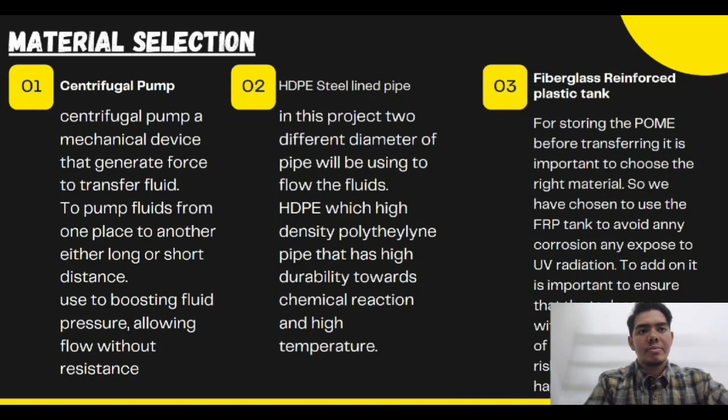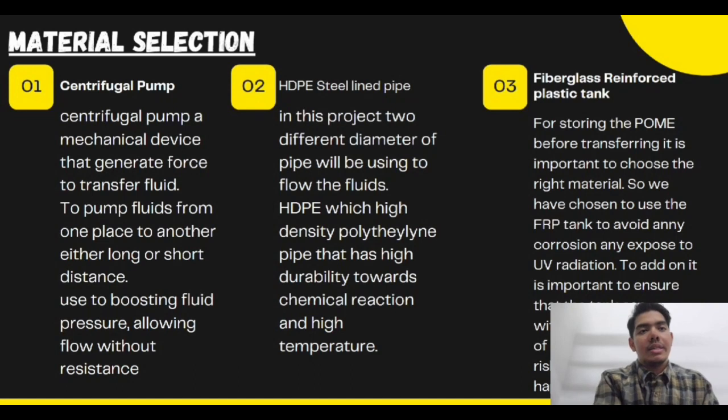I will discuss the material selection for our project system. For the main material, we will be using the centrifugal pump, which is a mechanical device that helps to generate force that can transfer fluid from one place to another. This centrifugal pump can transfer fluid over either long or short distances. It is also used for boosting the fluid pressure, allowing it to flow without resistance.